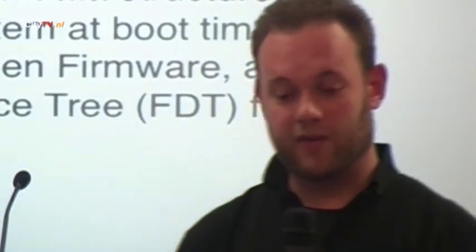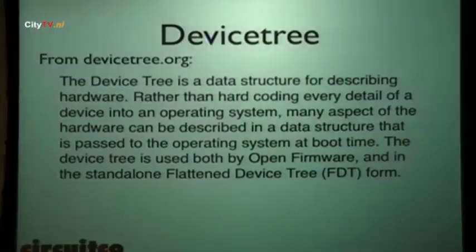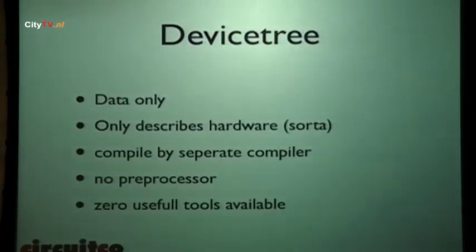So from devicetree.org, that is how they officially describe it: a data structure describing hardware. That's a nice idea, but when we itemize it, it's data only. So you cannot say, oh, when I plug in this, I want that to happen. There's no if statement. It's just pure data. If you want to have smarts, you have to do it in the kernel drivers.